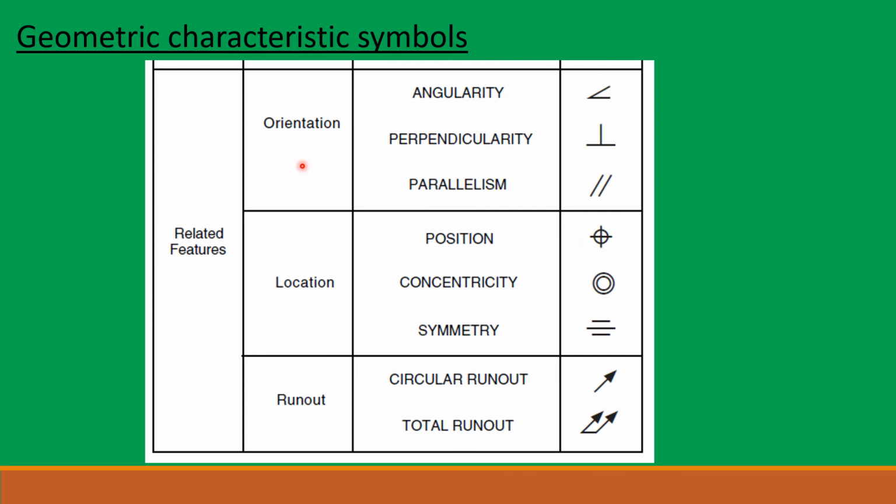The third set of tolerances are orientation tolerances. They are first one angularity, second one perpendicularity, third one parallelism, and symbols are shown here. The fourth set is location tolerances. In that, first one is position tolerance, second one is concentricity, third one is symmetry. Symbols are again shown here. And the fifth and last set is runout. In that, we have circular runout and total runout. In order to specify these tolerances, we need to specify them with respect to some datums. That means these are related features.